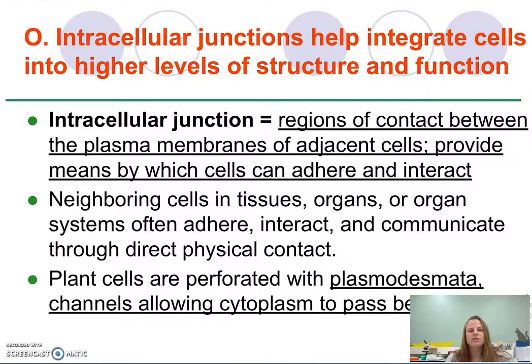In order for cells to be successful, sometimes they need to communicate with cells that are next to them. Intercellular junctions are regions of contact between the plasma membranes of adjacent cells. Basically, due to these intercellular junctions, cells can adhere, interact, and communicate through physical contact.